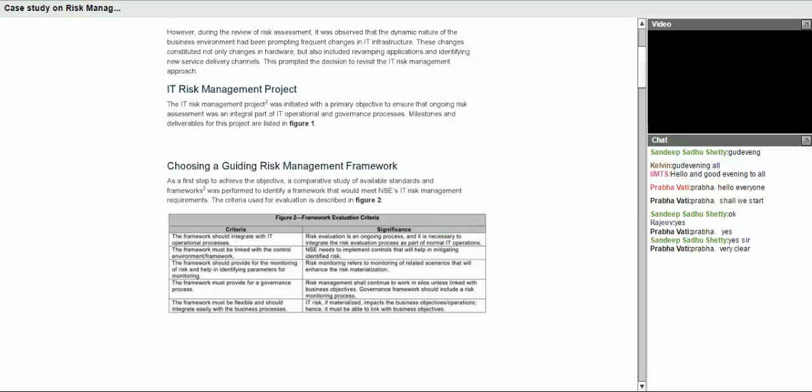So what happens is, when you start any new activity or whenever you revamp or restructure your IT organization, there are a lot of risks involved in that. So from there comes the concept of risk management. If there are risks, you have to be prepared for those risks in advance.